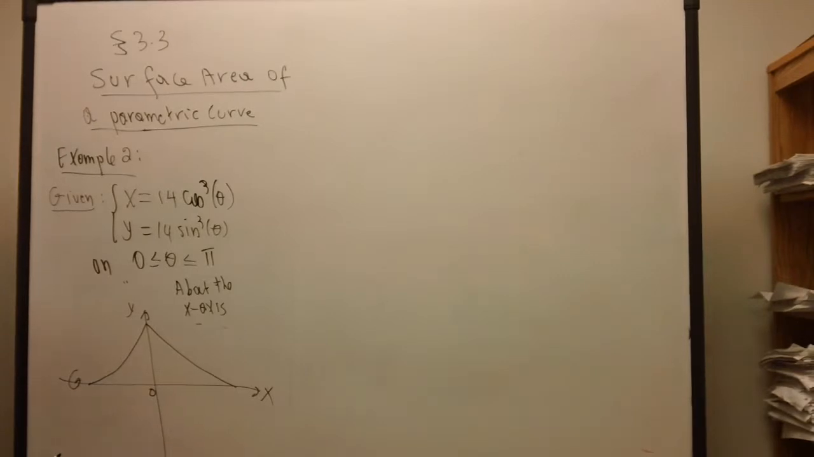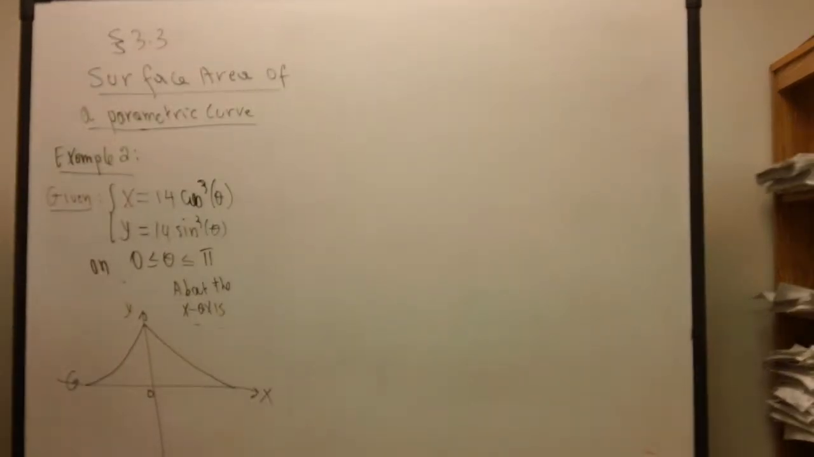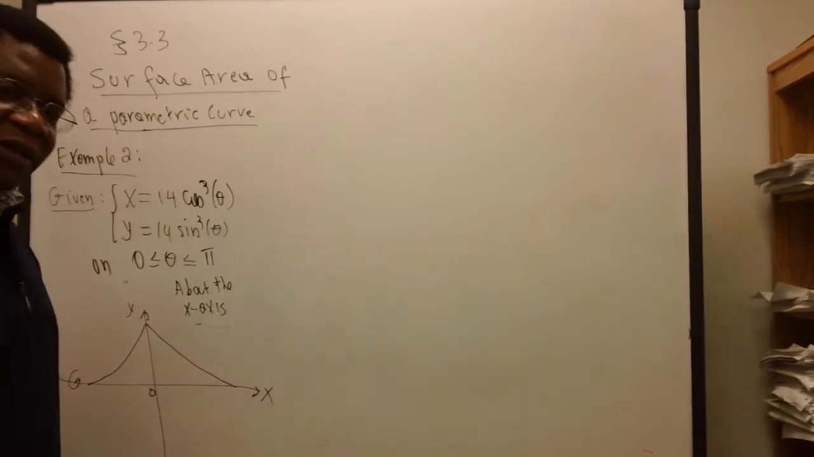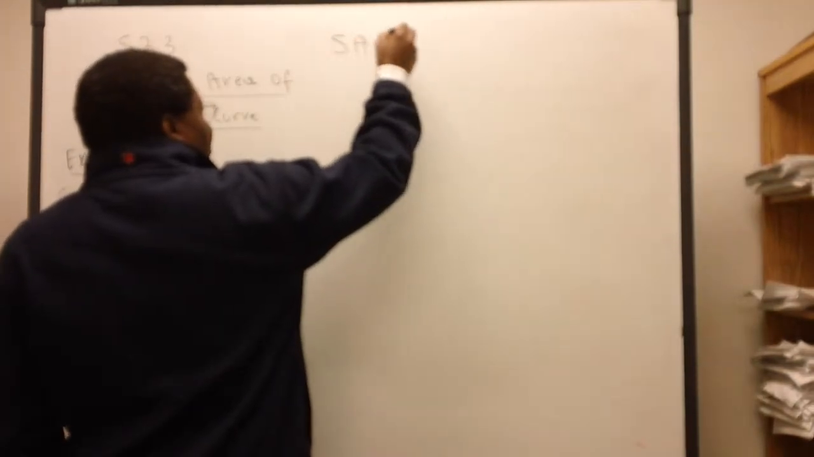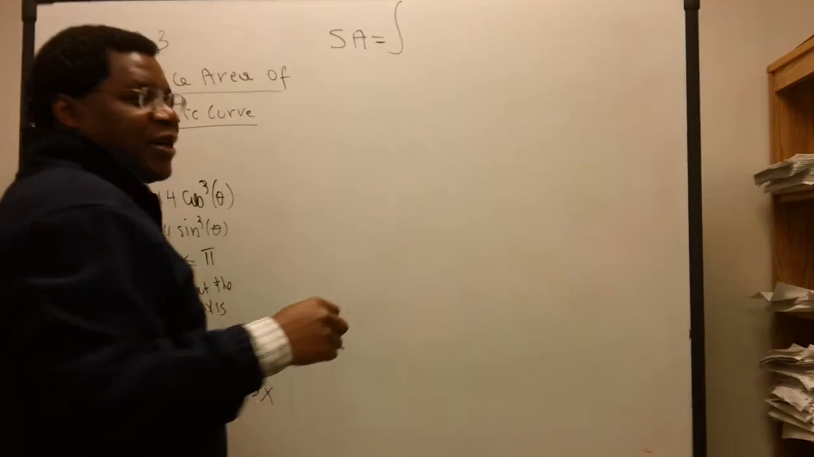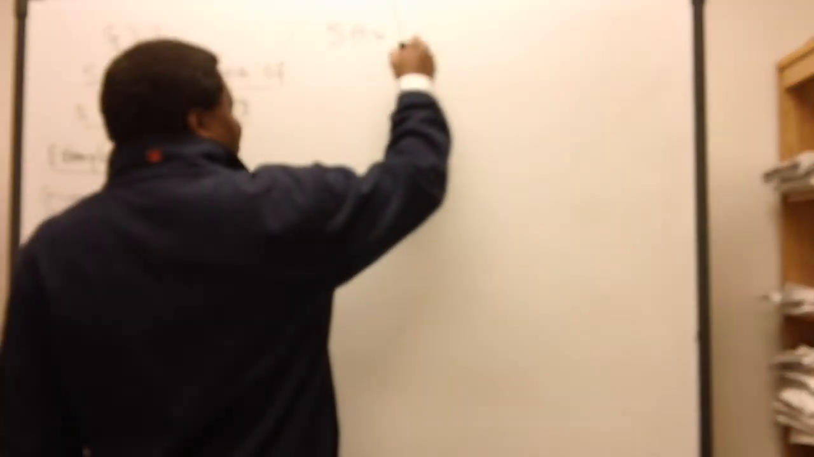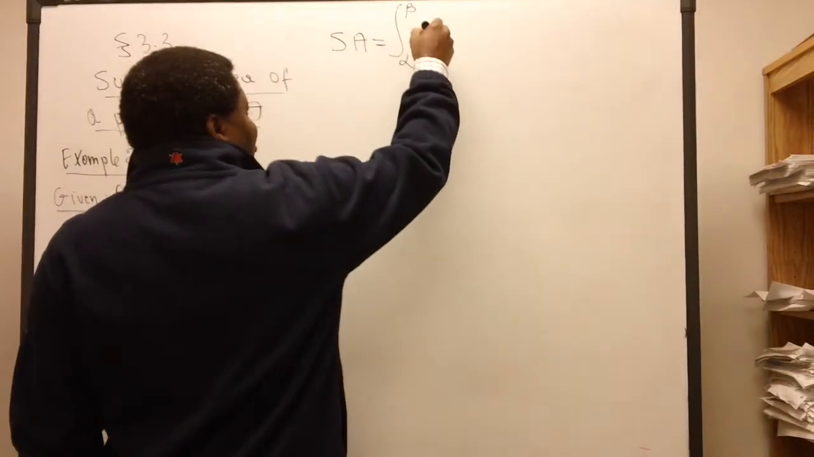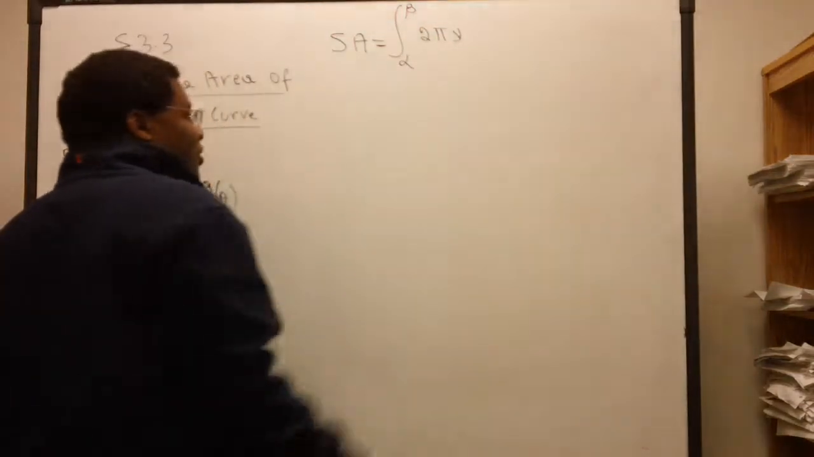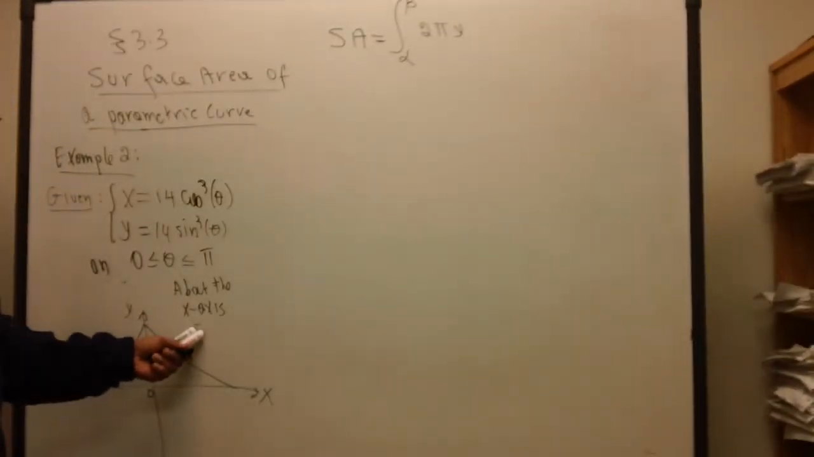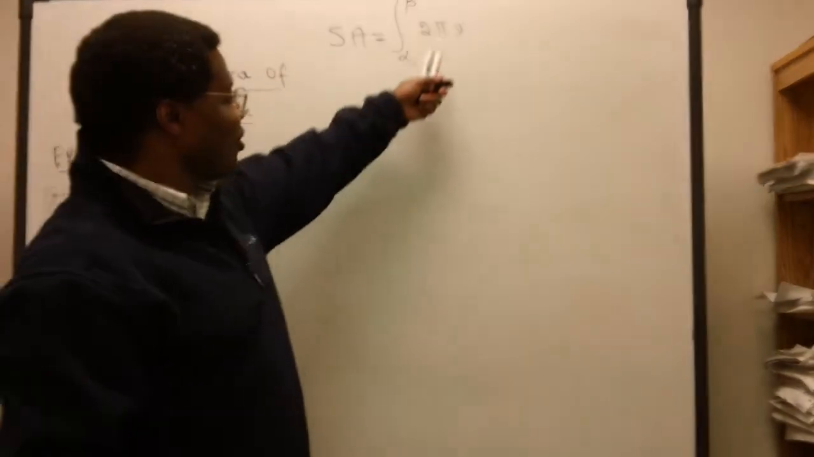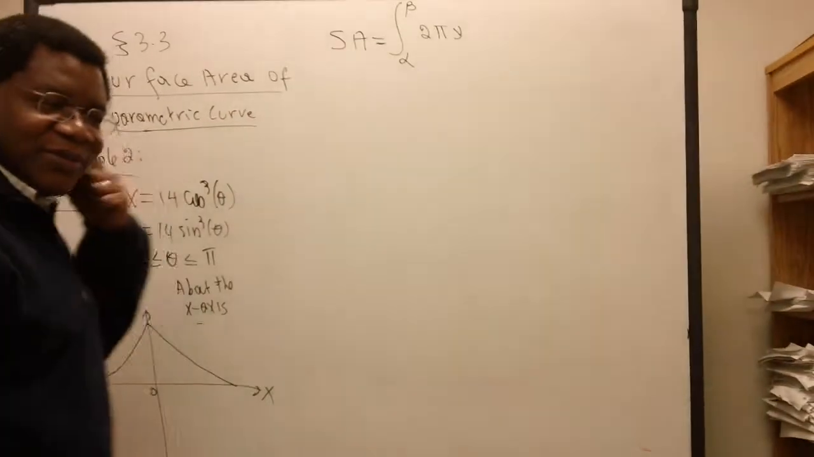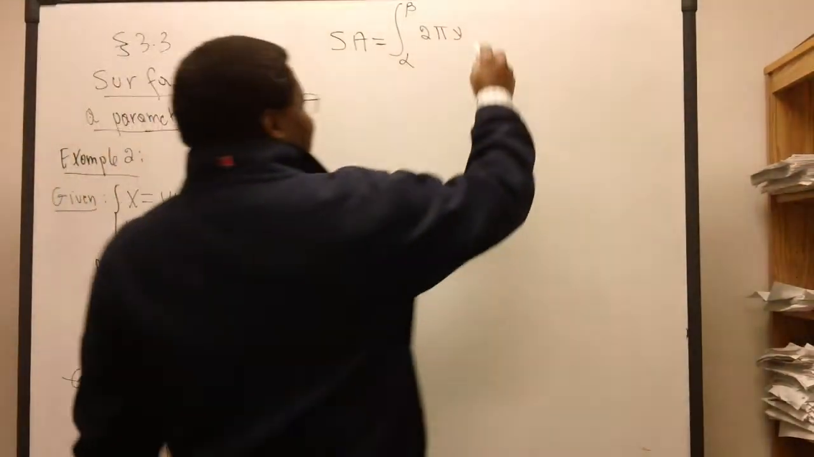So anytime you're dealing with two parametric equations, and they ask you to find the surface area, we will always use this formula, which is the integral from alpha to beta of 2 pi y. The reason it is 2 pi y is because the rotation is about the x-axis. Now if the rotation was about the y-axis, then you'll change y to x. And then times the surface element.